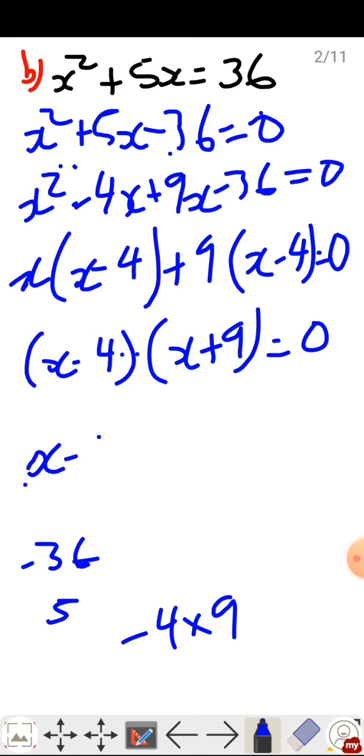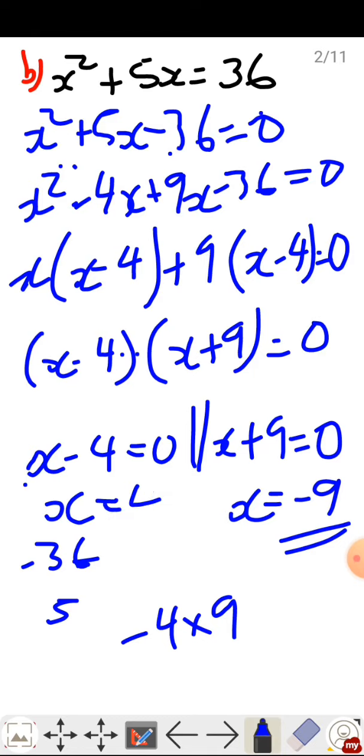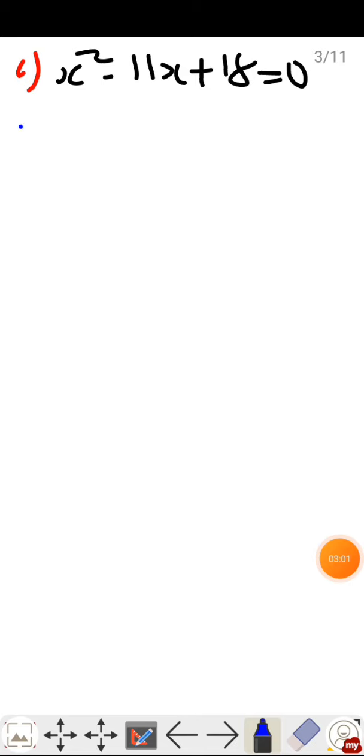So now x minus 4 in one bracket, x plus 9, okay, equals to 0. Now you divide, x minus 4 equals to 0, or x plus 9 equals 0. Okay, so your x will be minus 9 on this side, and your x here will be 4. So two possible answers.